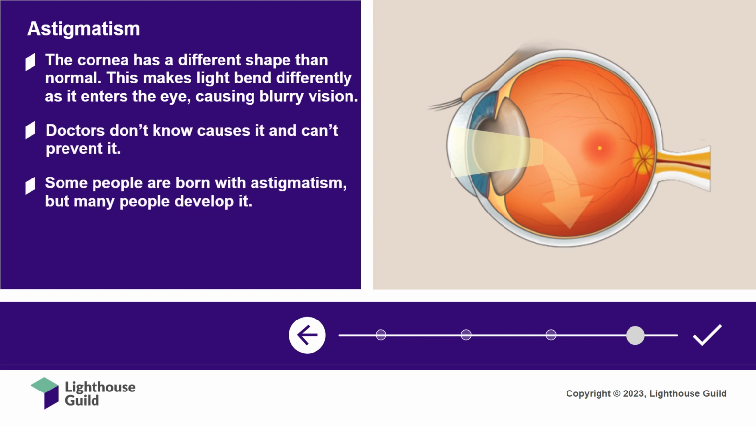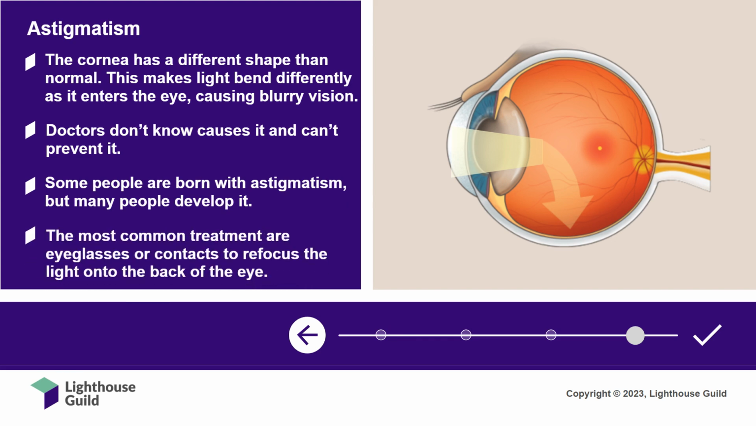Some people are born with astigmatism, but many people develop it as children or young adults, or after an eye injury or an eye surgery. The most common treatments for astigmatism are eyeglasses or contact lenses to refocus the light on the back of your eye and help you see clearly.